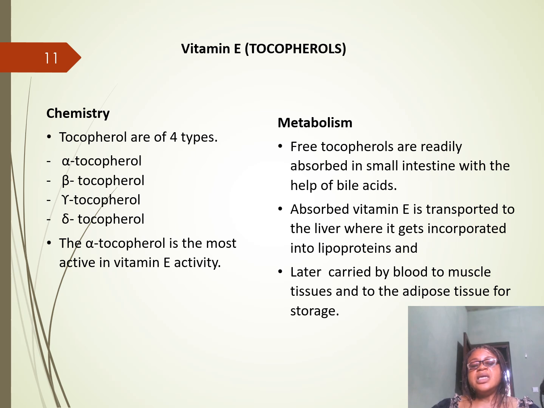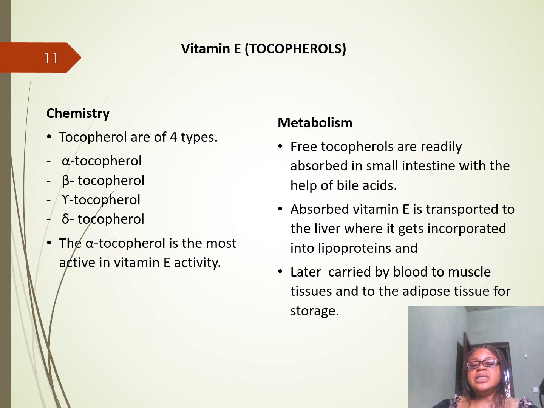Vitamin E, another name for it is tocopherols. We call them tocopherols, and you'll be hearing that. Tocopherols are of 4 types, as listed on the slide here. But the most common, or the active form of vitamin E, is the alpha tocopherol.